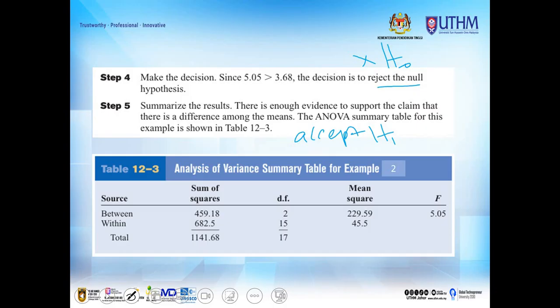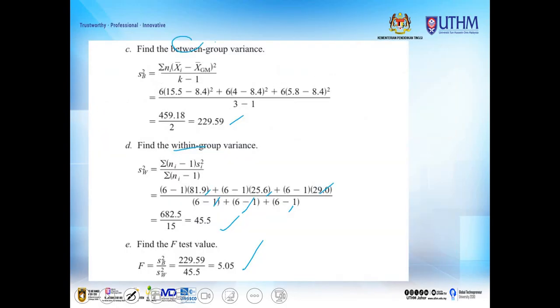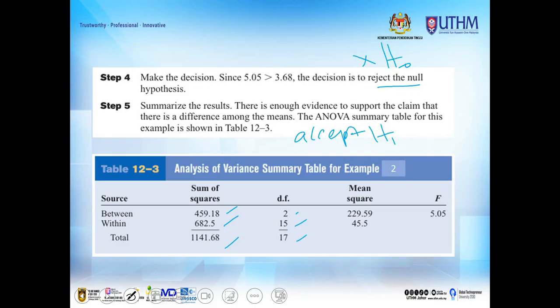So for the between and within, the total degrees of freedom is 2, 15 and 17, and the last one, the mean square, we get 229.59 for between and 45.5 for within. These values, the variances, we just collect from there. And the F value is the test value, which is 5.05.